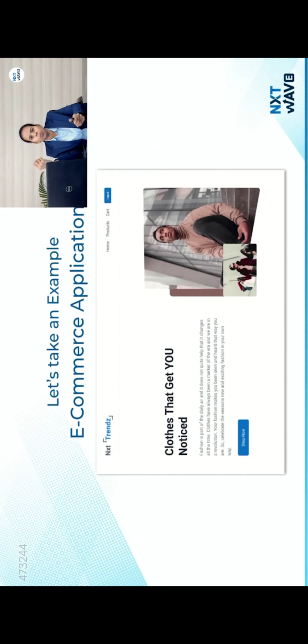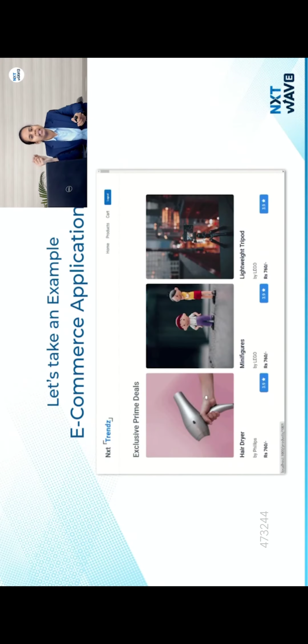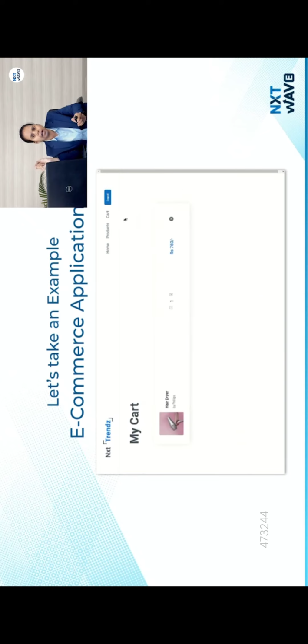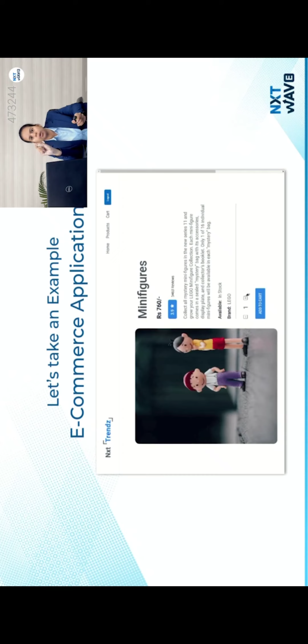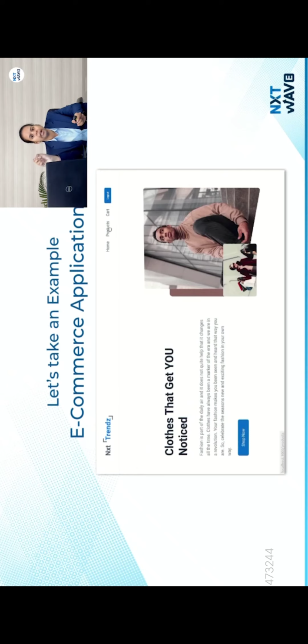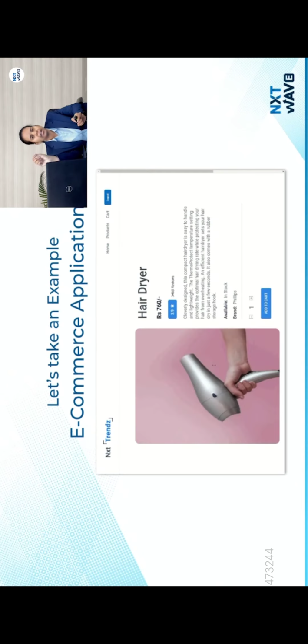Let's understand this with the help of an example. So we'll take the e-commerce application and build the add to cart feature. So what is this add to cart feature? When we go to a particular product, there's an add to cart button. And if we click on it, the corresponding product has to be added to the cart and has to be displayed in the cart route. This is the add to cart feature.